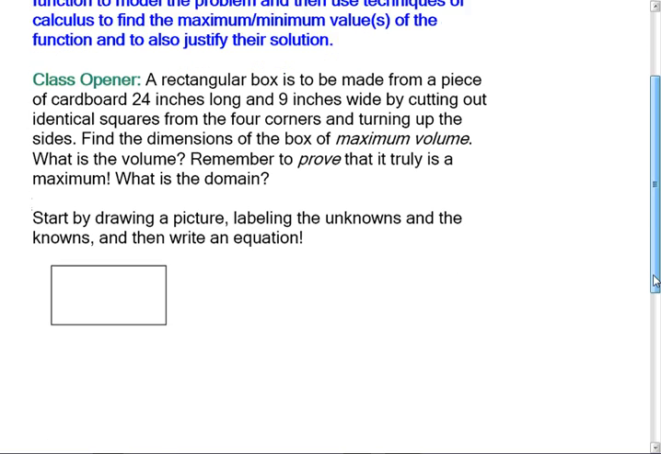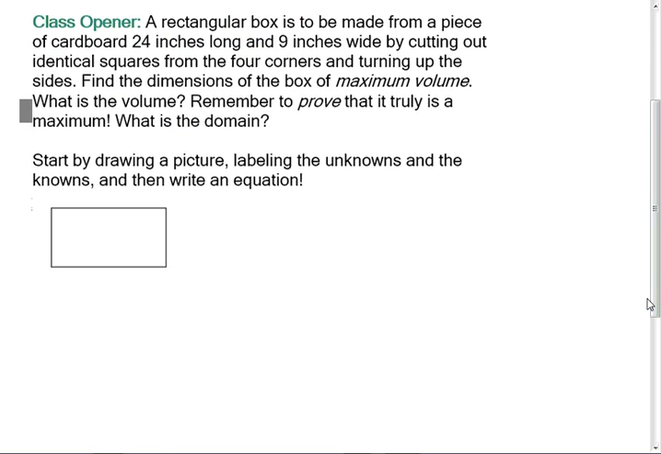It says start by drawing a picture, labeling the unknowns and the knowns. So I'm going to cut out the corners. What do you want to call the lengths that I cut out? Because I don't know what they are. X. So it's like related rates problems where you label the unknowns with some sort of variable. And then I'm going to label what I do know for a fact, that this long side is 24 inches, and the short side is 9 inches.